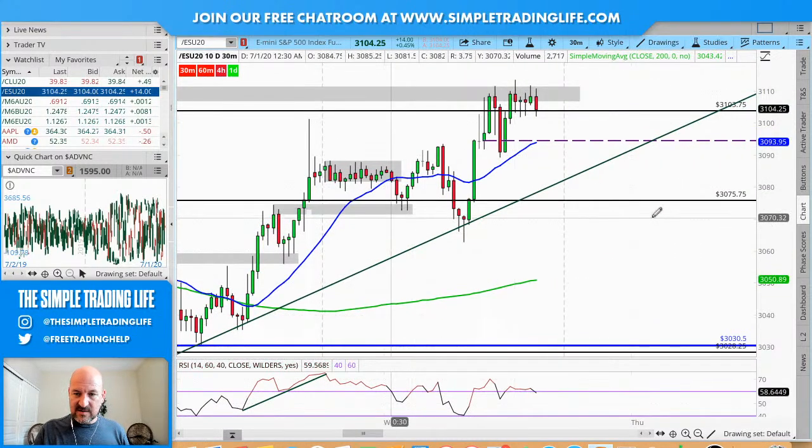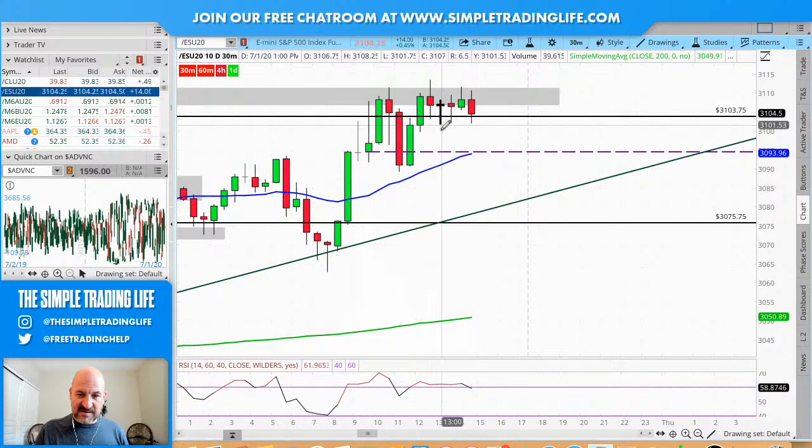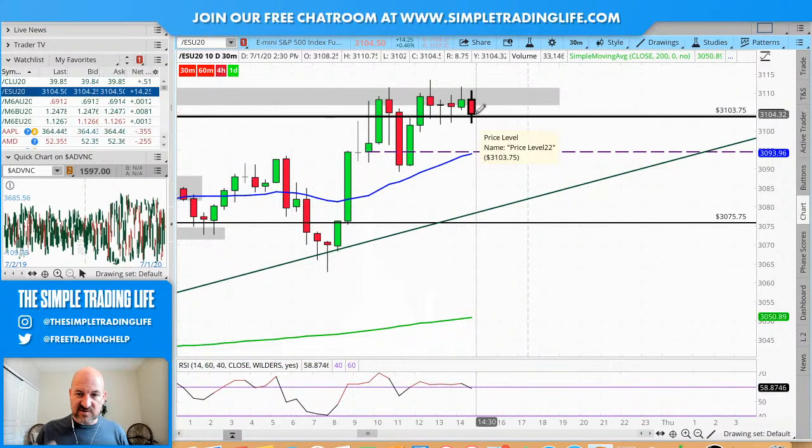So if we come back over, okay, now it's pushing back up again. You see it could not clear this. Remember I said we got to clear this. We couldn't do it. See that? Didn't quite get there. Now it's pushing back up. So we're still ranging, still chopping. But everybody should know what to look for.